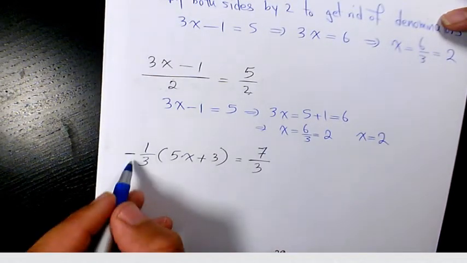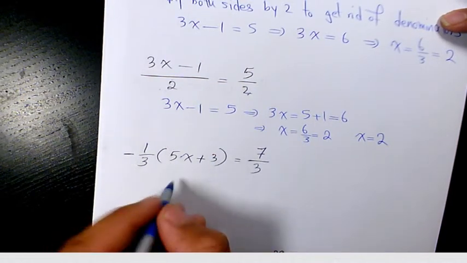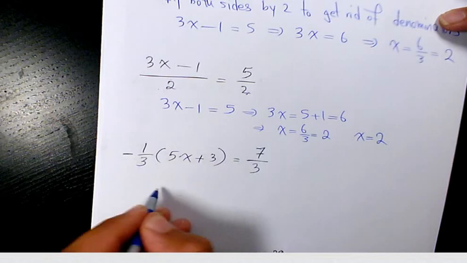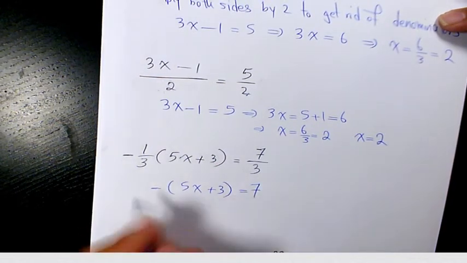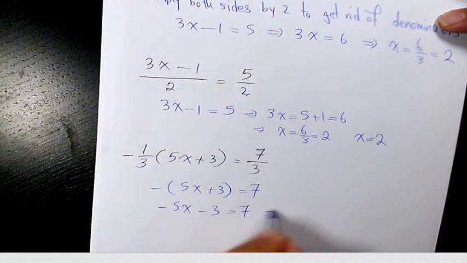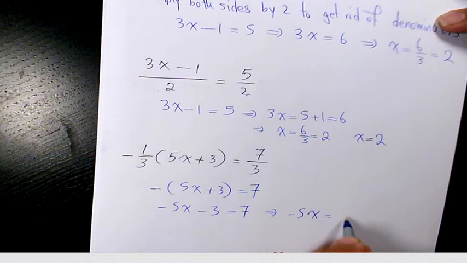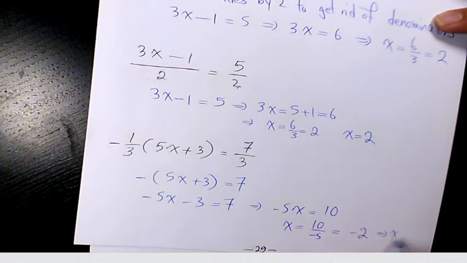Next one, negative 1 over 3 times 5x plus 3 equals 7 divided by 3. So 3 and 3 cancel out. Negative 5x plus 3 equals 7. So negative 5x equals 7 minus 3... So we have negative 5x, 7 plus 3 is 10. So x will be 10 divided by negative 5. So 10 divided by negative 5 is going to be negative 2. So x equals negative 2.